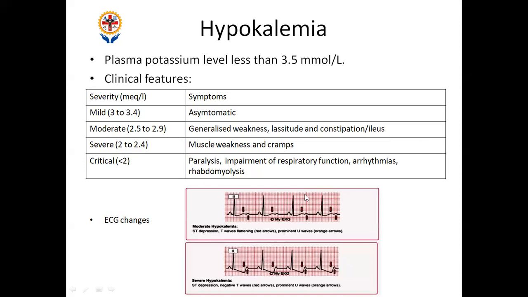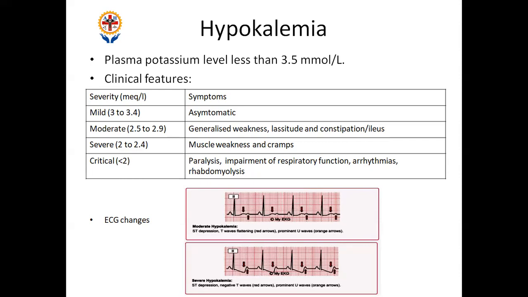So moderate hypokalemia can cause ST depression, T wave flattening, and you can get U waves. And severe hypokalemia can have severe ST depression, and then inverted T waves will be there. If you see an inverted T wave in ECG, that's an emergency. You need to rush and correct the potassium.